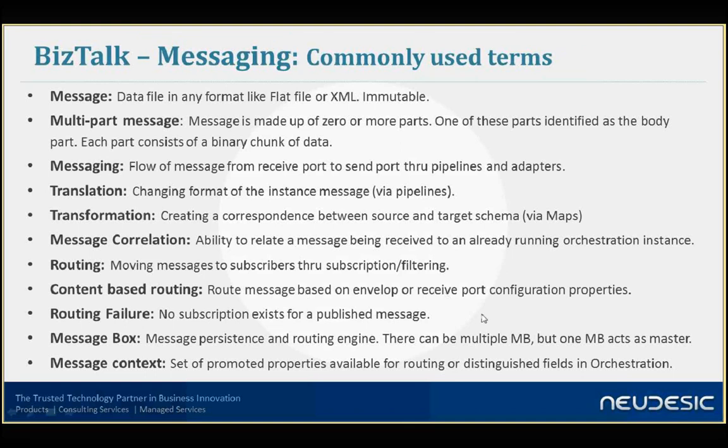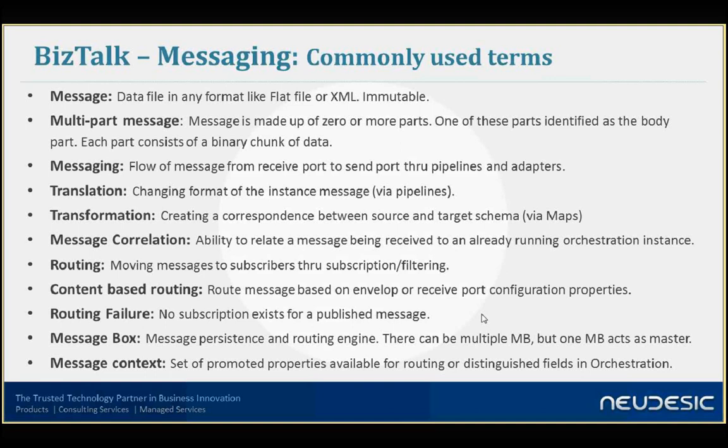Content-based routing. Messages contain an envelope and various other configuration properties, so messages can be routed on those. For example, for an order, we have an order ID. The order ID can be promoted and become part of the message context, which can be used to route a message. If order ID equals this, then route. If order ID is less than this, like that, or order amount.